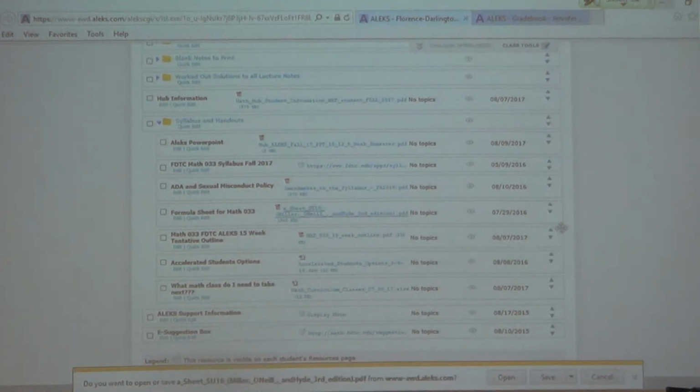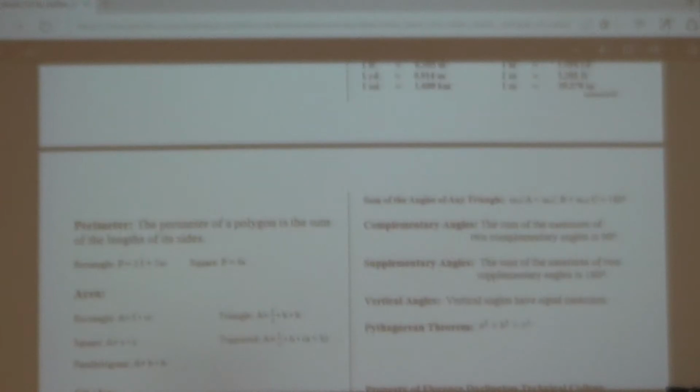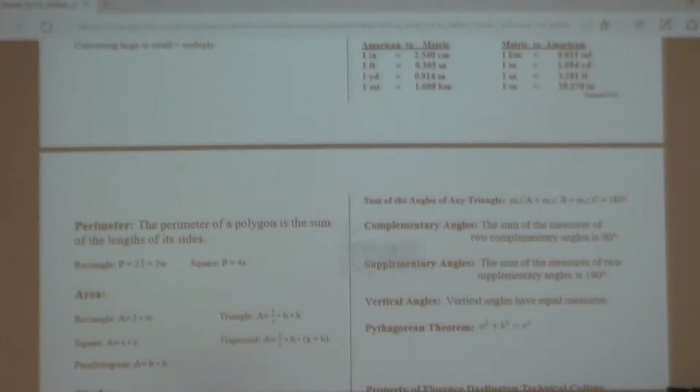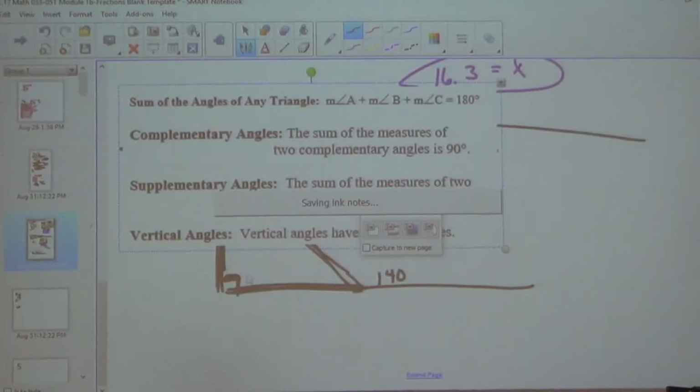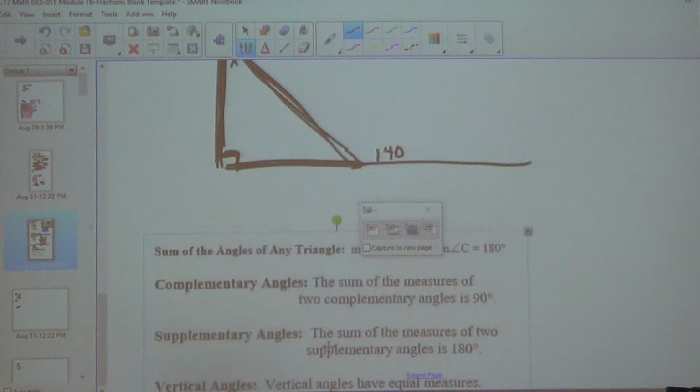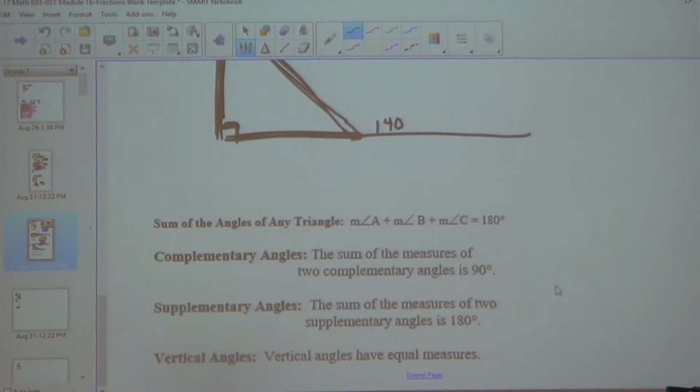Formula sheet. Okay, on the back side of the formula sheet where you have all your other stuff about area and perimeter and all that stuff, I have some stuff over here. And that's the stuff that we're going to talk about to do what we are going to do with these angles. A couple of things that you need to know in order to do this.